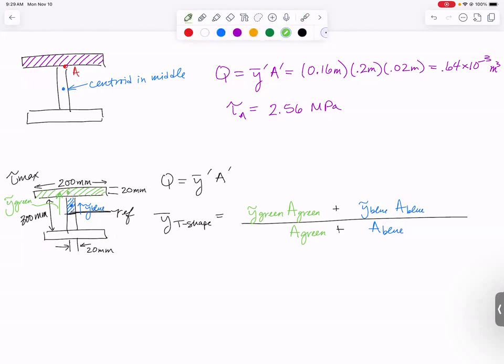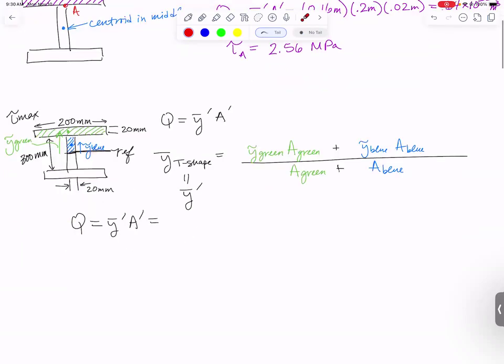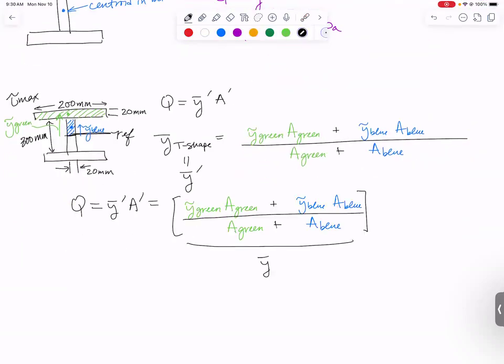Now, how would I find Q for the whole shape? Q is y bar prime, A prime. I just wrote down an equation for what is actually y bar prime. This is going to be the centroid of the T shape measured with respect to the centroid of the whole shape. So this guy right here is equal to y bar prime because I made my reference line the centroid of the whole shape. So that means we can just take this and copy it down. This is y bar prime.